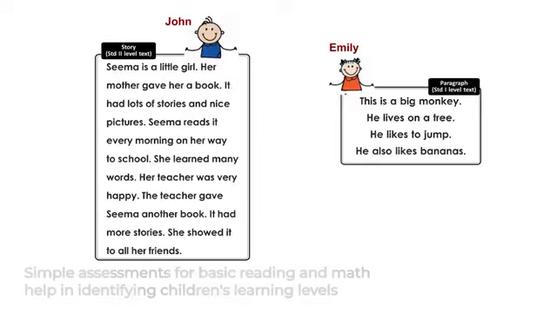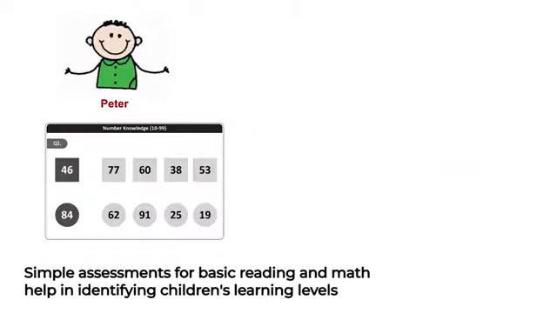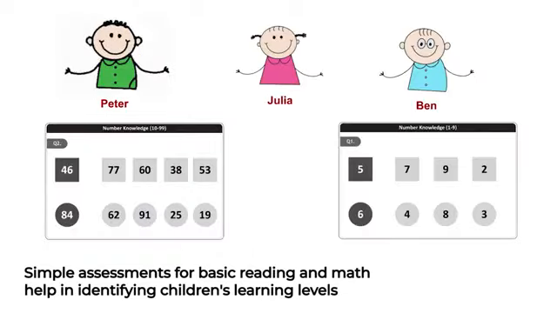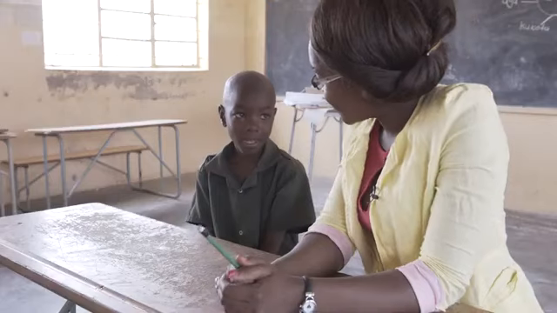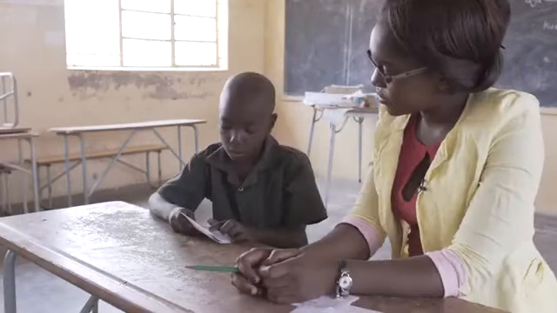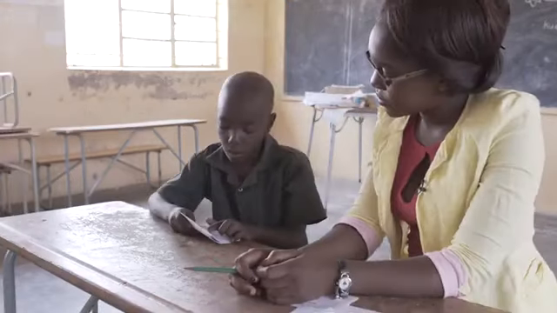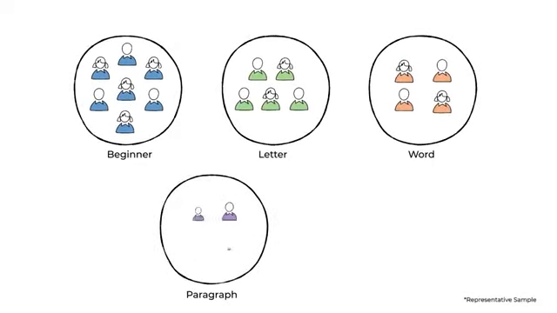As we learnt earlier, simple assessments for basic reading and math help facilitators to identify each child's learning level. For instance, after conducting a one-on-one reading assessment, the children can be divided into 5 levels. These include beginner, letter, word, paragraph, and story levels.